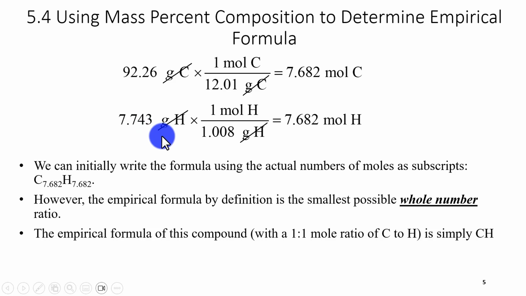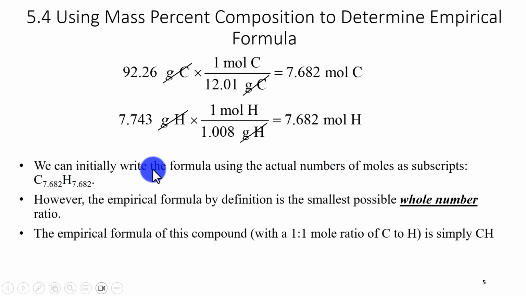I do the same thing with hydrogen. I take the mass in grams of hydrogen, 7.743 grams, multiplied by its molar mass. You can use the flow chart that I've given you in the previous video, where you start from grams and you want to get to moles, and you use the molar mass and the form of that conversion factor you need. So grams go at the bottom if I'm converting from grams to moles. My grams cancel, leaving me with moles at the top. And if I do the division, I get 7.682 moles of hydrogen.